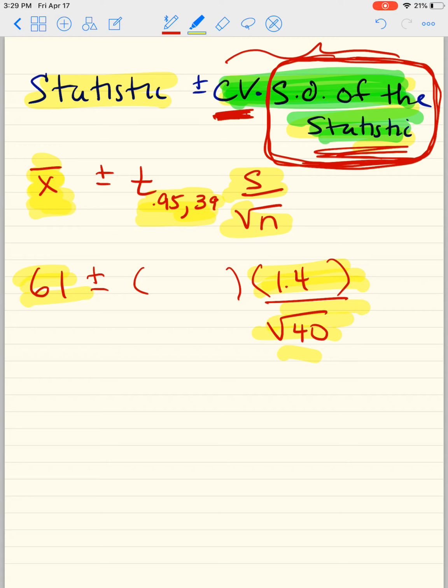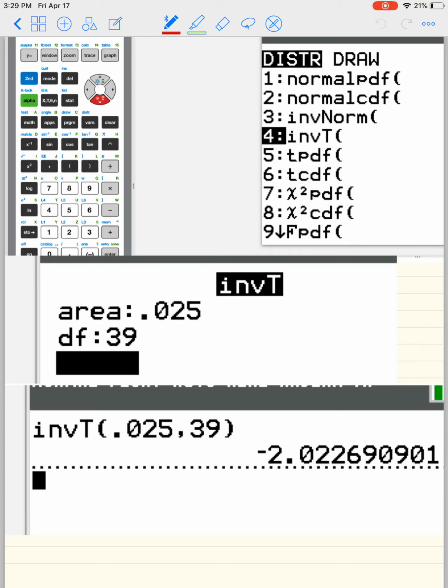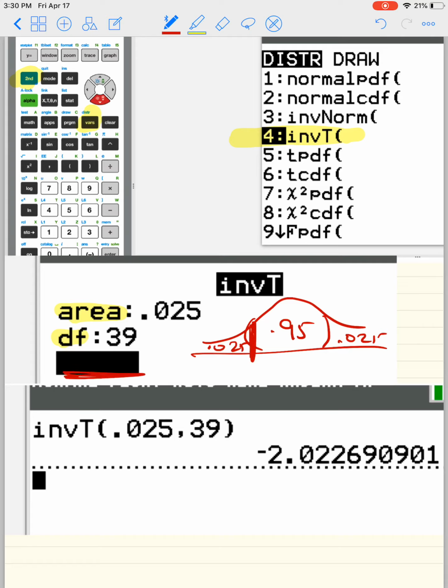Now, we're not going to be able to find this T on our chart, so we need to use our calculator. Let me remind you how to find the T. You go to your calculator, hit second, then vars, and go to inverse T. You have to put in an area and the degrees of freedom. The degrees of freedom is n minus 1, so it's 39. The reason why I have 0.025 there is because this is a 95% confidence interval, so there's 0.025 left on each side. You put 0.025 and press paste, and you get this number right here.